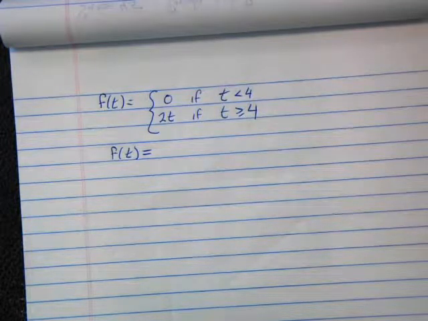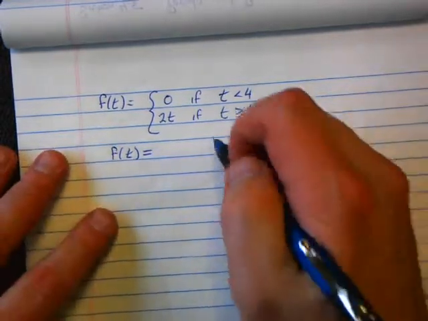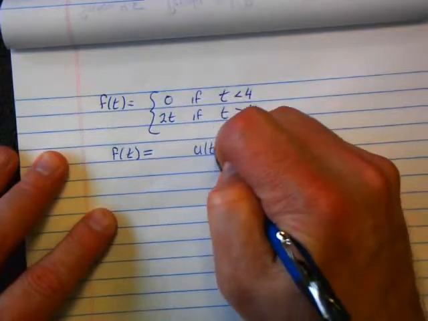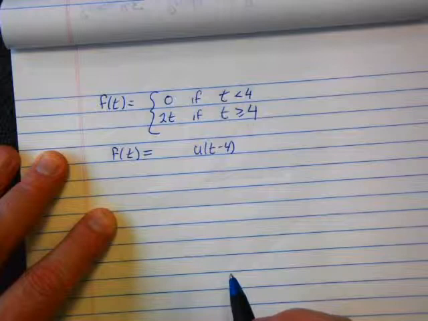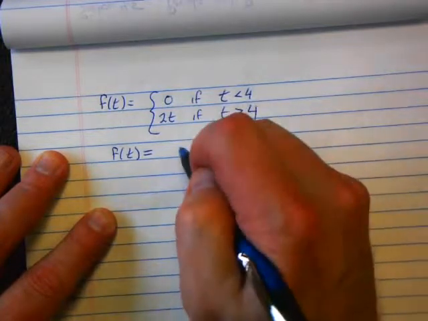What's u of t minus 4? You're going to have a u of t minus 4. Are you going to have anything in front of it? Yeah. What would you like in front of it? How about just 2t?